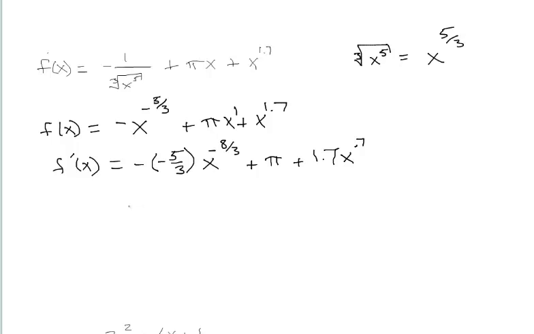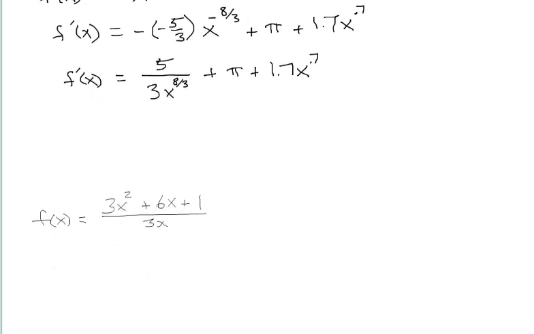And again, I'm going to take time to rewrite this and get rid of my negative exponents. So f prime of x is equal to 5 over 3x to the 8/3 plus pi plus 1.7 x to the 0.7.